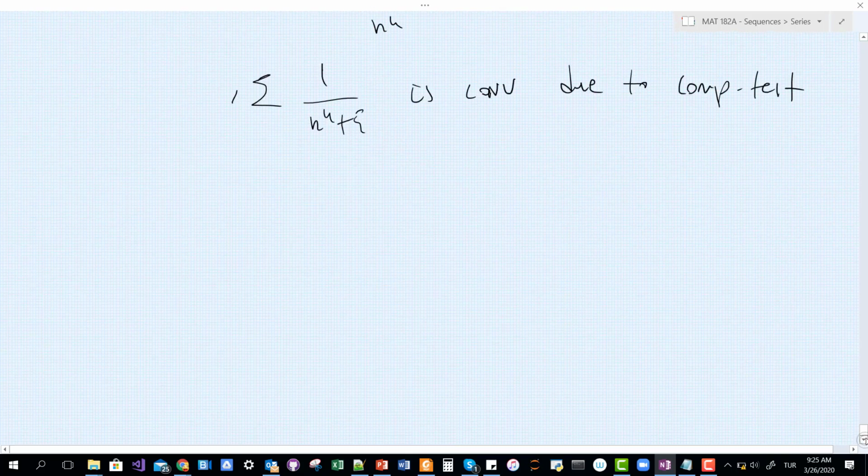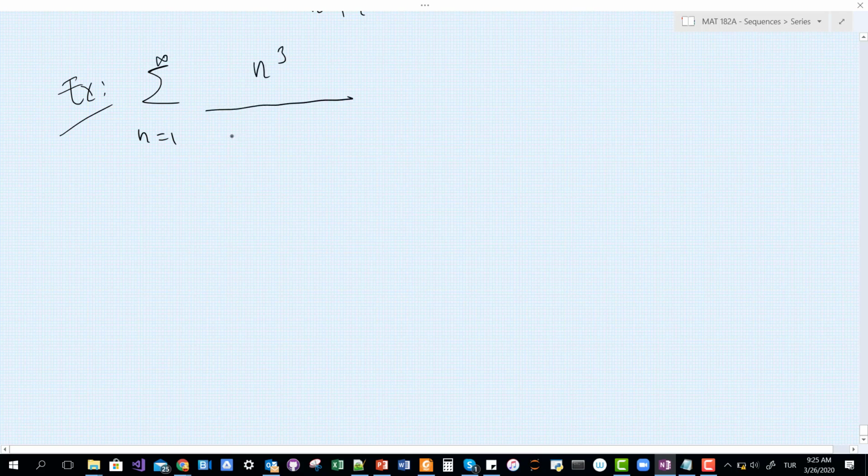I hope you learned how I use the comparison test. Of course, we are going to solve more examples. Look at this one: the sum from n equals 1 to infinity of n cubed over n to the 6 plus 2n plus 7. I will use similar techniques.